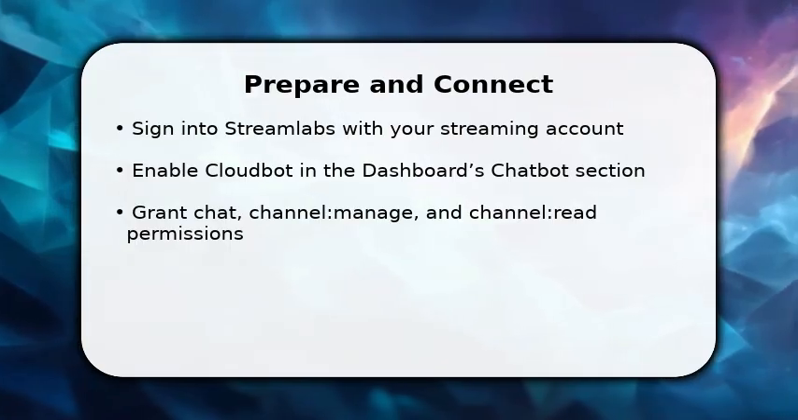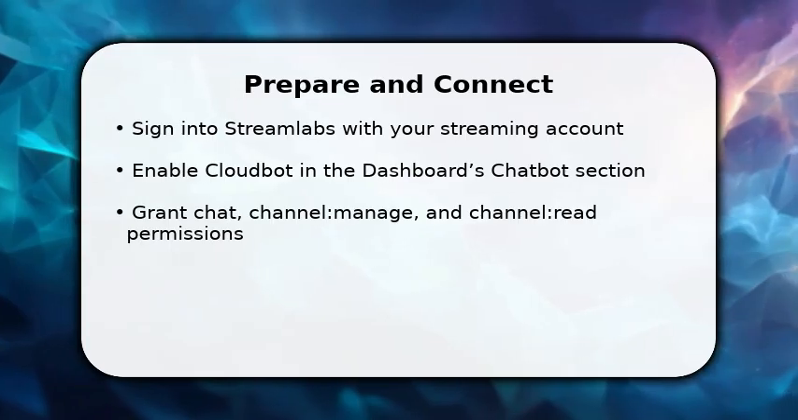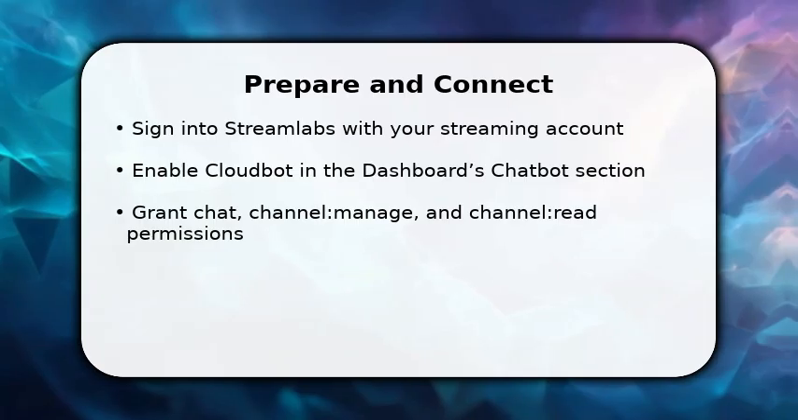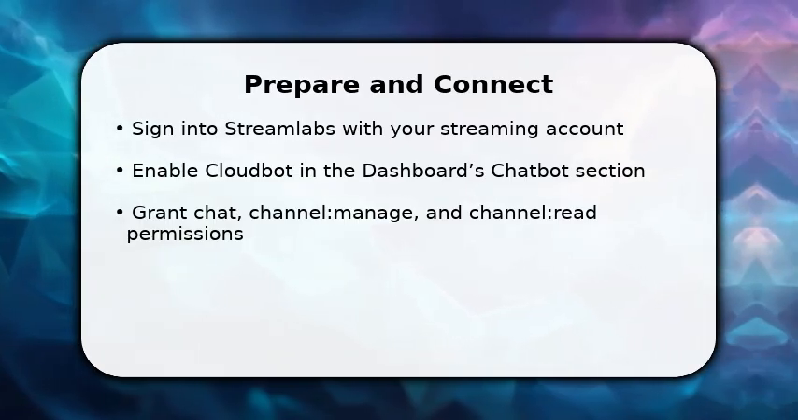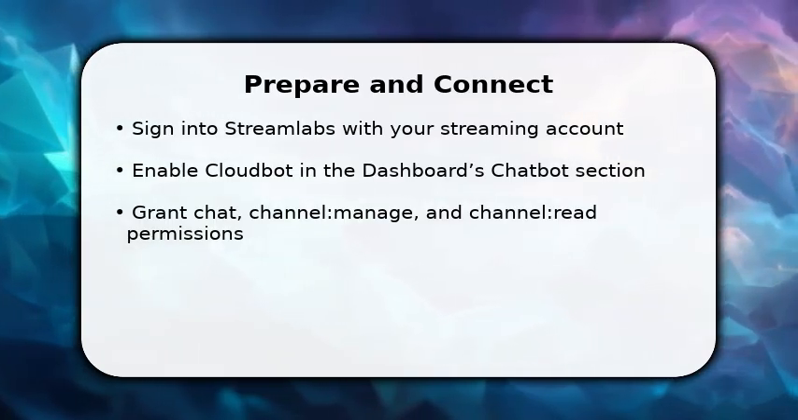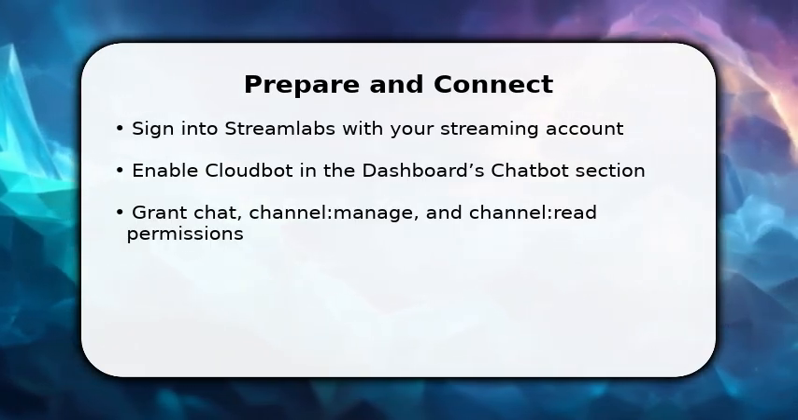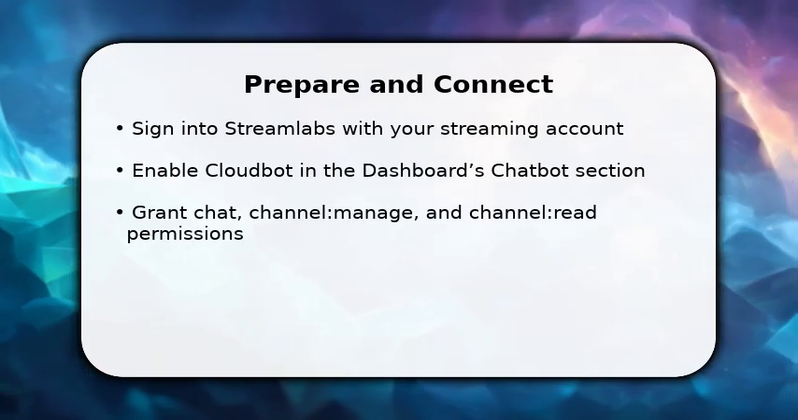You start by connecting your streaming account to Streamlabs and enabling CloudBot. Once signed in, go straight to the chatbot section and toggle CloudBot on. This gives you chat automation instantly. Make sure you grant the required chat and channel permissions so CloudBot can post, time out, and read messages.